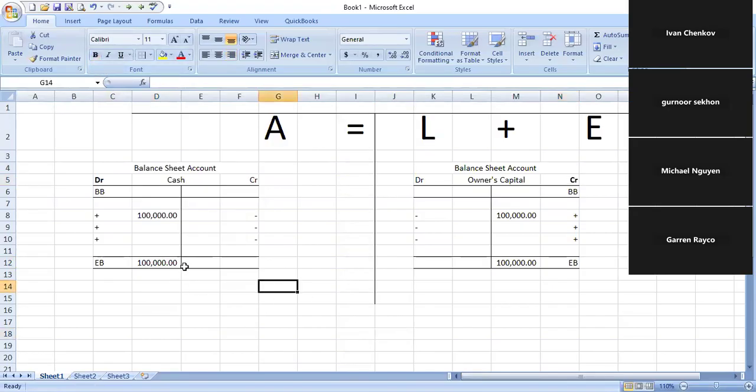What that means is that the money that the company has doesn't belong to the company. They belong to the owner. That's his capital. So if the owner says, I want my money back, which money? My capital. We're going to give him $100,000. We're going to close his capital, we're going to close the cash, and the company is gone.